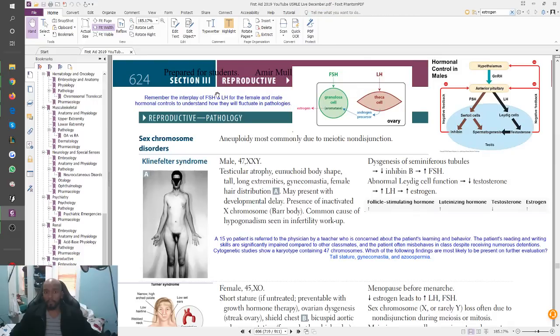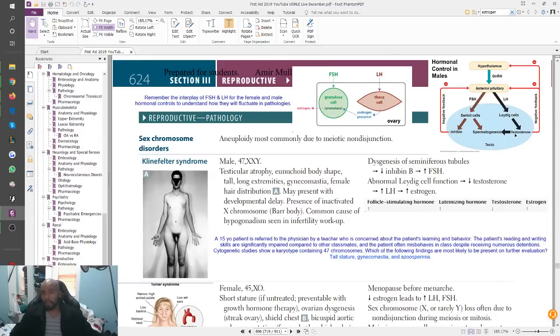Remember the interplay of FSH and LH for the female and male hormonal controls to understand how they will fluctuate in pathologies. In the female, which is on the left image here, the ovary, you can see the theca cells are affected by LH, right? They release an androgen precursor which goes into granulosa cells. FSH works on granulosa cells where aromatase then converts the androgen precursor into estrogen, right? And that's the female. In the male, right, the FSH goes to Sertoli cells and LH goes to Leydig cells. So you can see Leydig cells are pretty synonymous to theca cells in the female, and Sertoli cells are synonymous to the granulosa cells of the female.